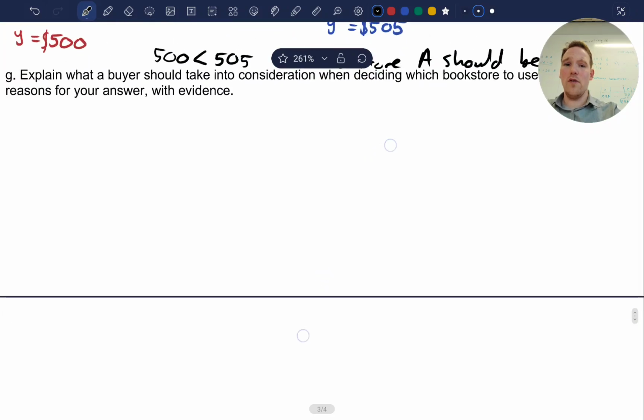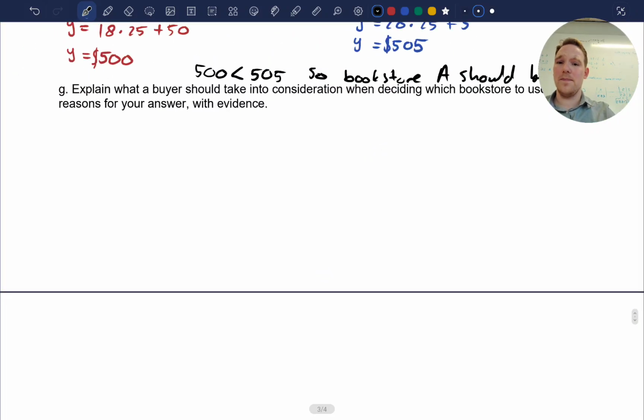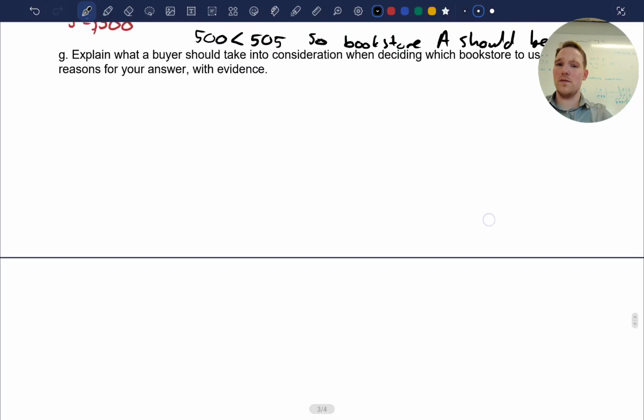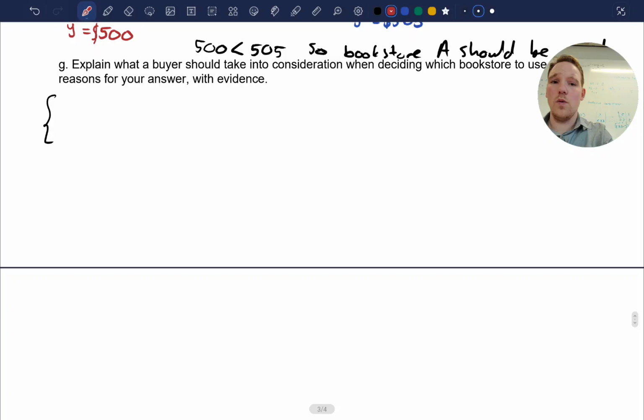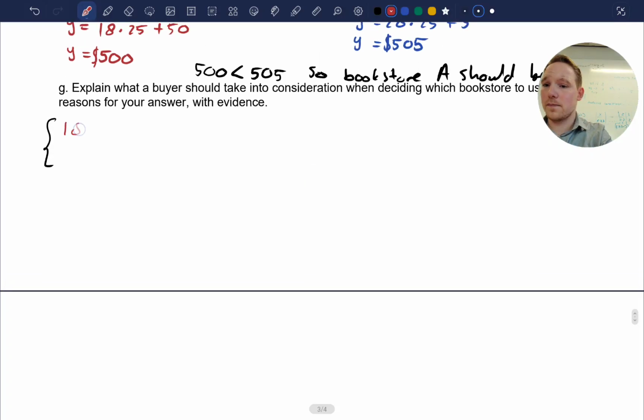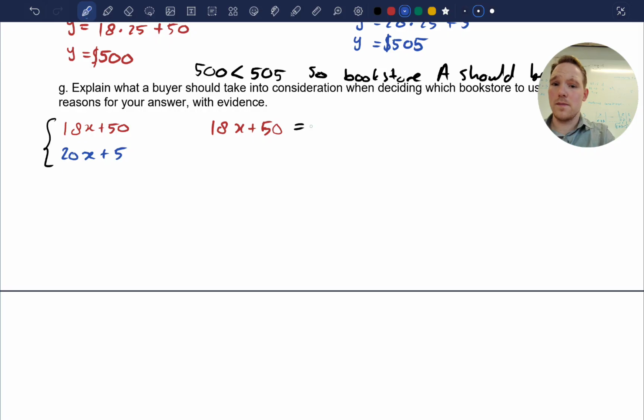So how we do that is we solve with simultaneous equations. This might take a little bit more space. So the two equations we had were the one for bookstore A, 18x plus 50, and the other one was 20x plus 5. I want to know what happens when they're equal, so I'm going to put them together with an equal sign: 18x plus 50 equals 20x plus 5.